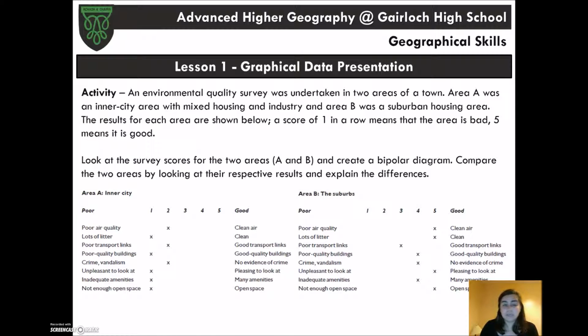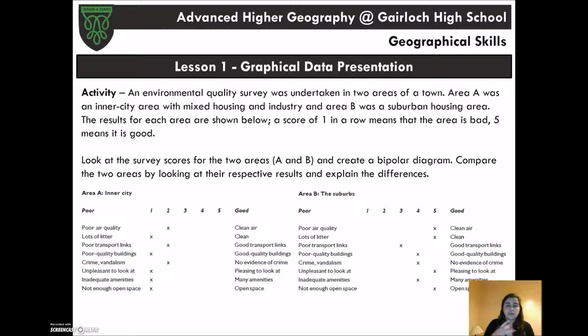Activity for you guys to do, bring into class so that we can have a little chat about how it's gone. We've done an environmental quality survey in 2 different areas of a town. Area A, which is over here, is an inner city area with mixed housing and industry. Area B, suburban housing. So immediately you should be thinking, right, I can probably predict which is going to be on which side of the bipolar analysis graph. The results for each area are shown. A score of 1 in a row means that the area is bad. Okay, so we take that as the poor quality side. 5 means that it's better.